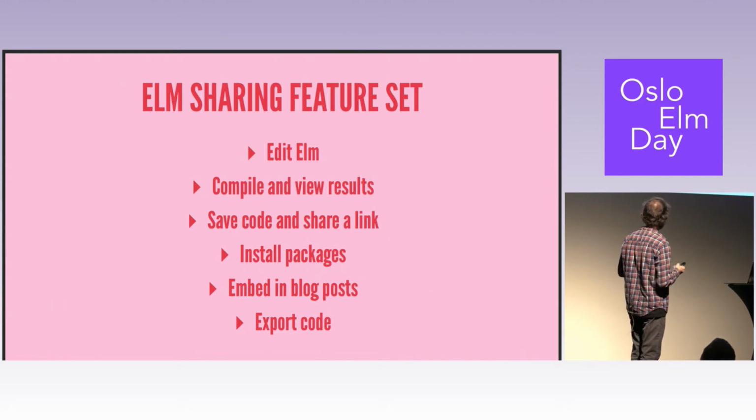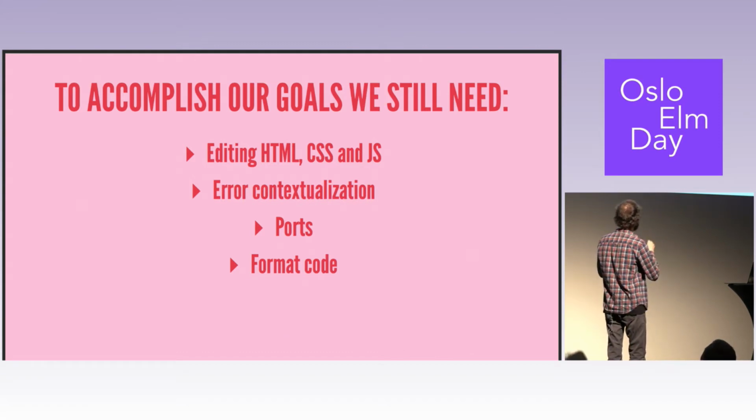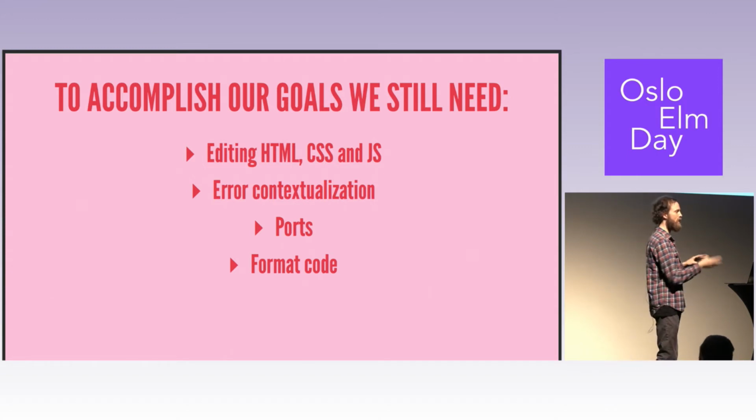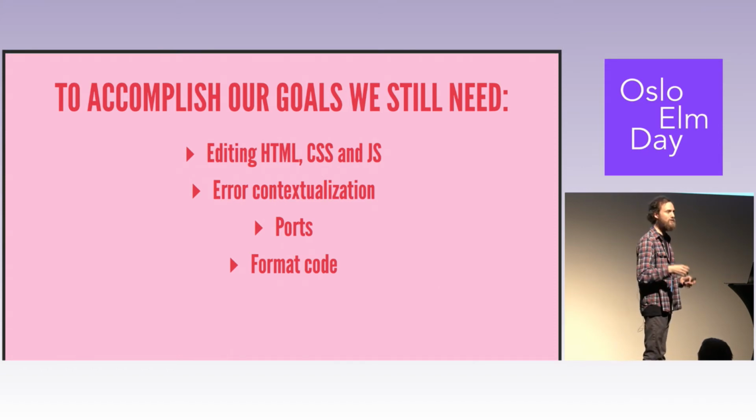Okay, so we have this feature set that has emerged from the things that have come before. But if we want to really accomplish those goals, we need a few other things. So we need to be able to edit the HTML and the CSS and the JavaScript that goes around our Elm code. You couldn't do that with the other things. But maybe you want to import Bootstrap, so you just have some styles around. Maybe you want to write your own styles. Maybe you want to do a demo of some really cool animation thing with body moving, like on the OsloElmDay website, and you need to do that with a port. But you don't want to set up a whole thing and then deploy it to GitHub pages.